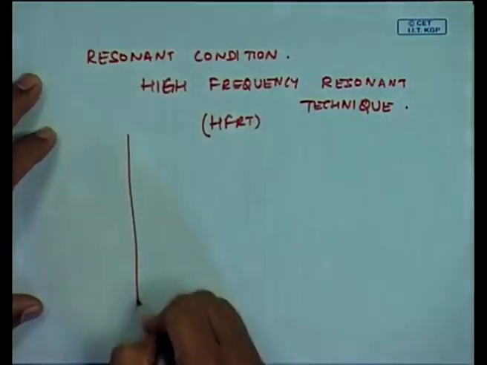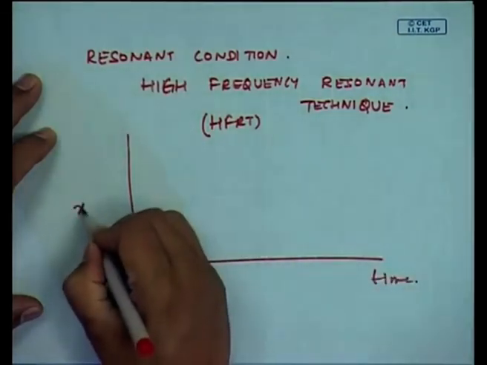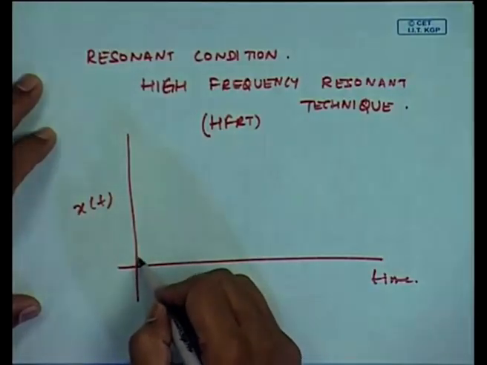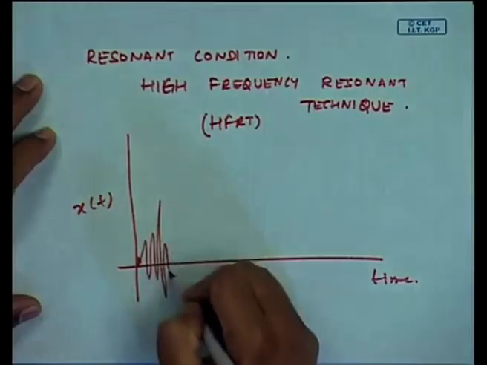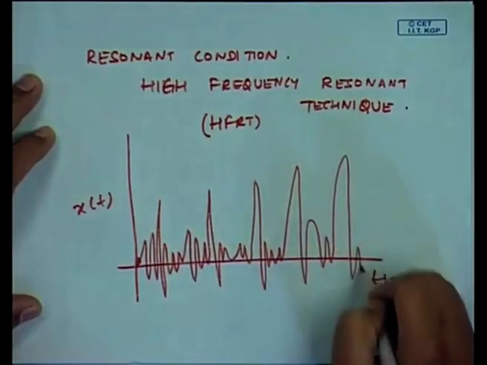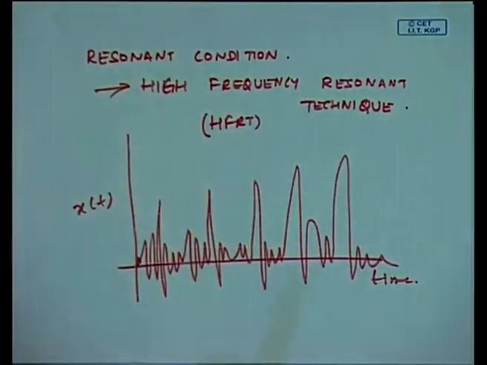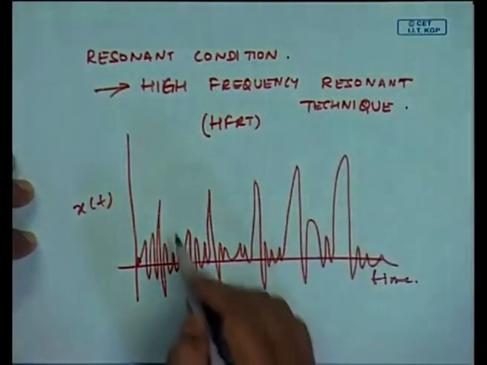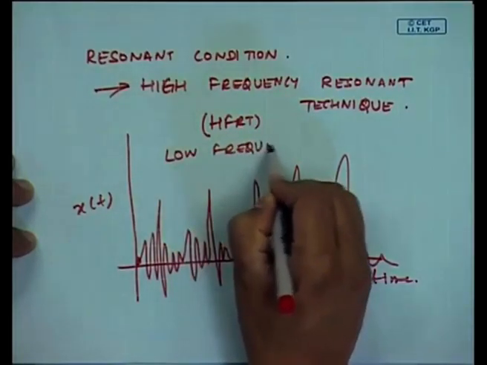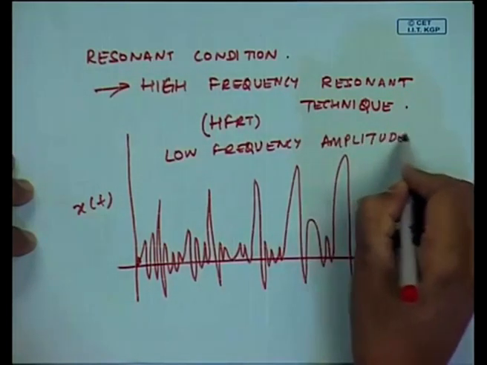So, in this case, what happens if I go to the bearing signal? On top of the amplitude modulated signal, if I were to draw them visually, on top of it I will also have large motion. So, I have a high frequency resonant technique, a resonance phenomenon occurring. On top of it I have the low frequency amplitude modulation.